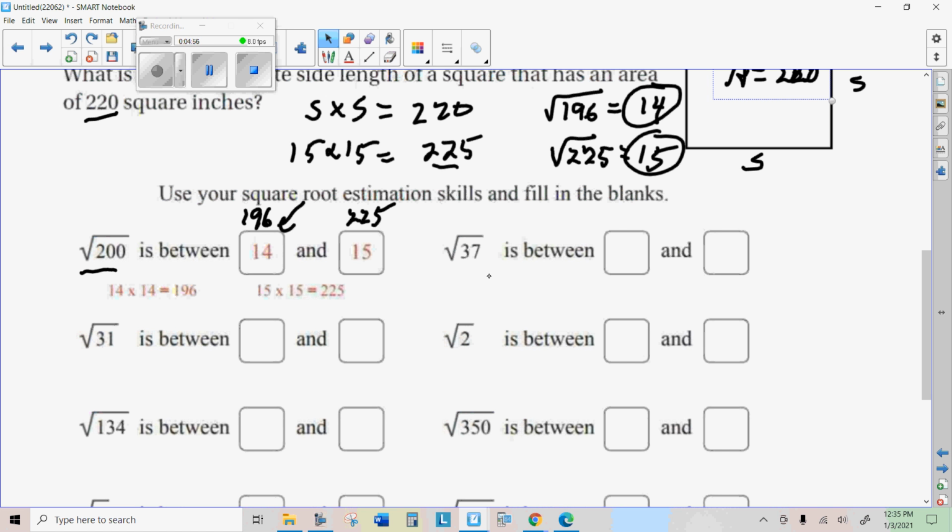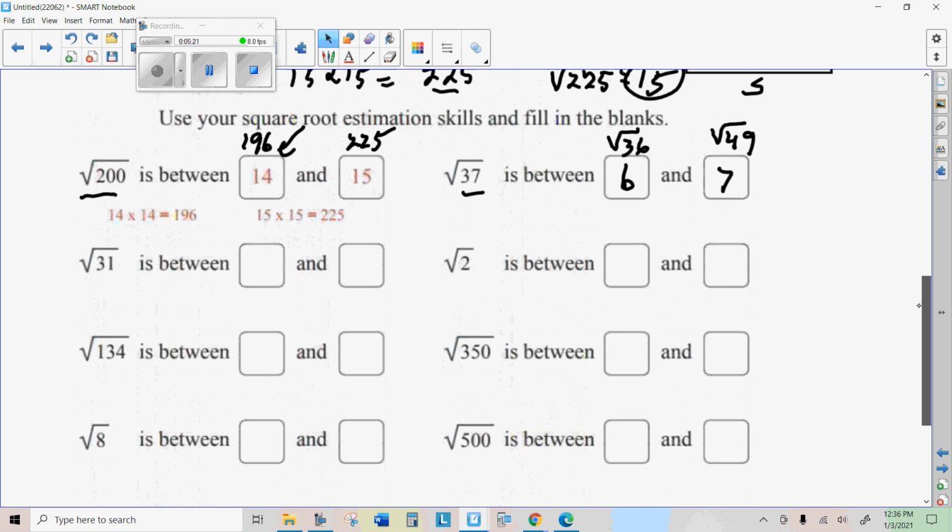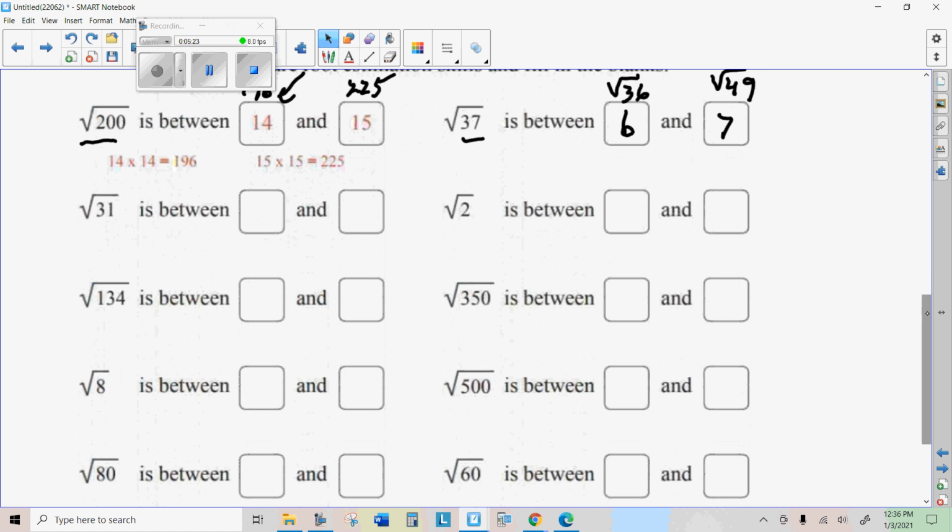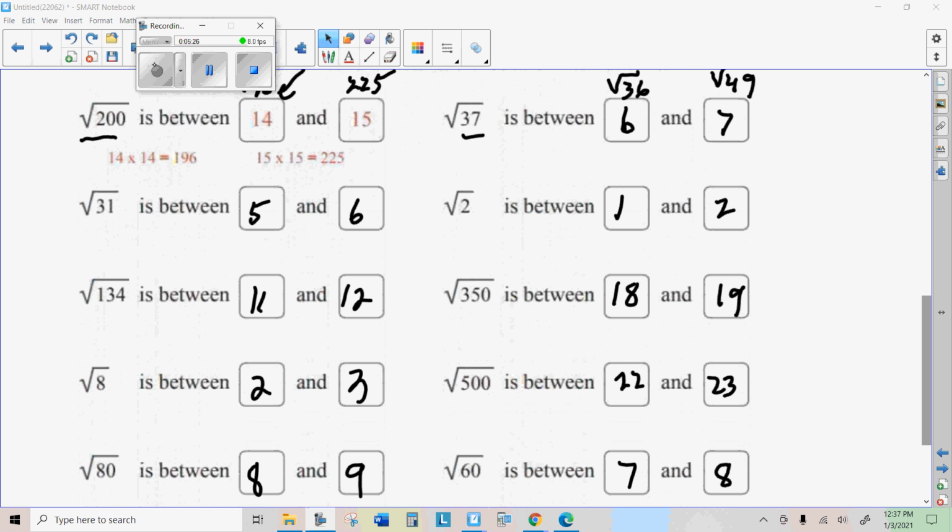All right, let's do one more together. We know that the square root of 36 is going to be a little smaller than the square root of 37, and that's 6. And the square root of 49 is the next whole number squared, which is 7. So we know the square root of 37 is somewhere between 6 and 7. Go ahead and try the rest of these. Sometimes you may need your calculator to help you out a little bit. All right, here's the answers that I came up with for those.